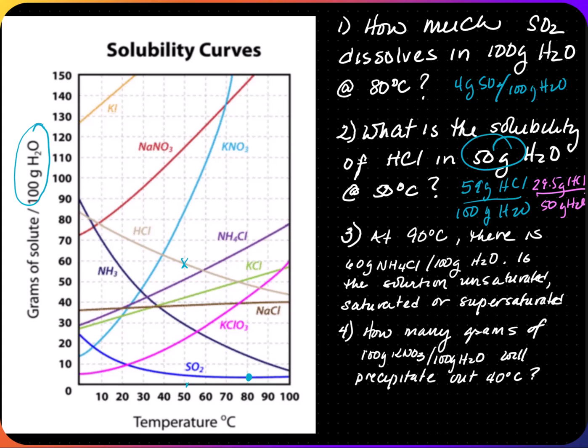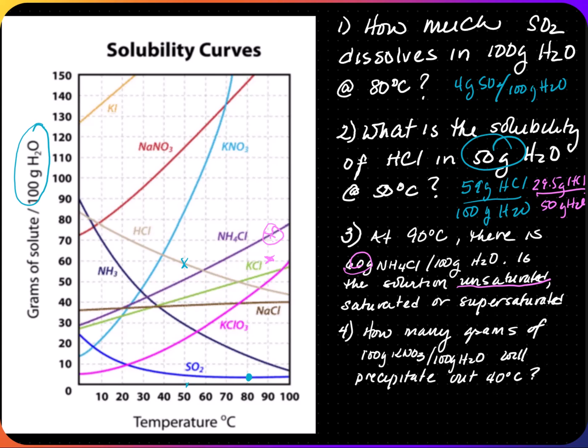At 90 degrees, there is 60 grams of NH4Cl. So at 90 degrees, for NH4Cl, which is right here, we have 60 grams. Is the solution unsaturated, saturated, or supersaturated? It is unsaturated, because in order to be saturated, you need approximately 73 grams of NH4Cl per 100 grams of water. Since we only have 60, we could add another 13 grams of ammonium chloride to make the solution saturated.